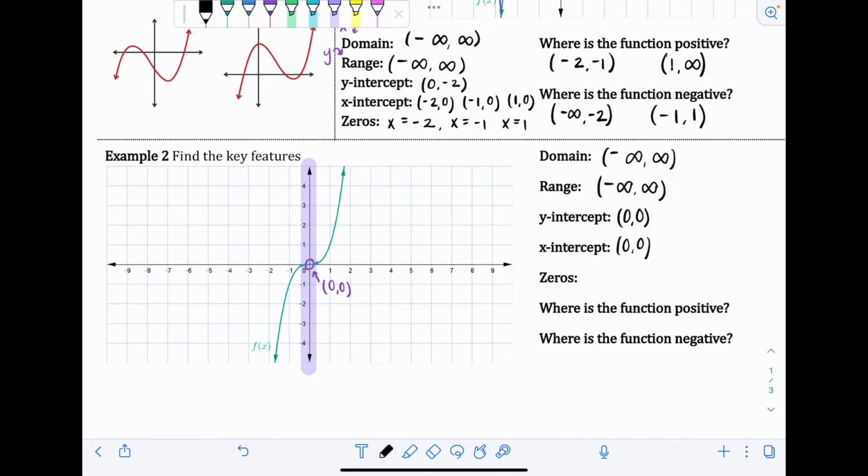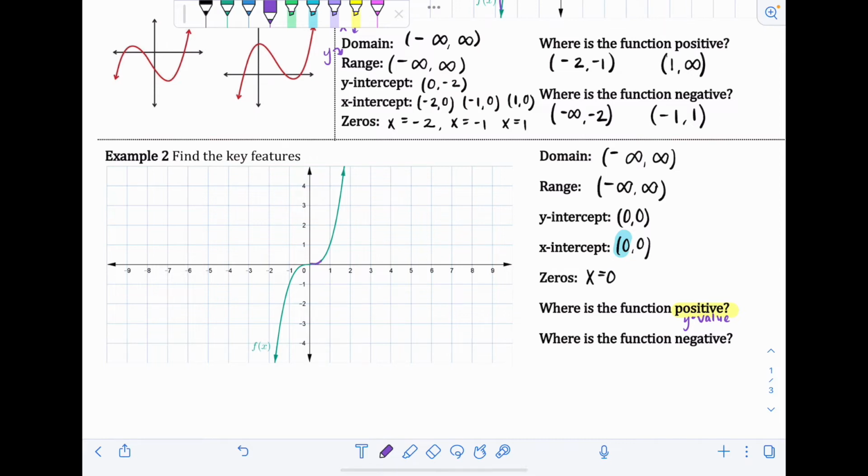And then for the zeros, remember, x-intercept and zeros go together. So the zeros are just x equals whatever the x coordinate is from our x-intercepts. Those would be x equals 0. And then for where is the function positive, where is the function negative? So positive is when it is above the x-axis. So when you have positive y values, basically. And you can even leave yourself a note like positive y values, points that are above the x-axis.